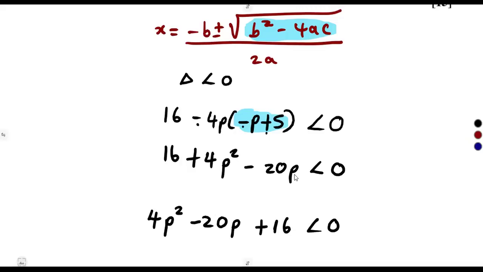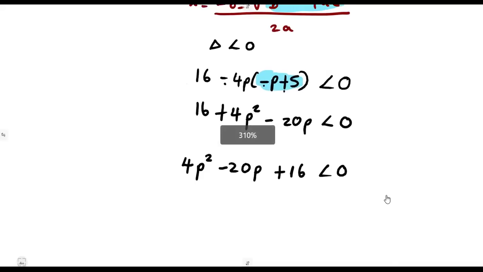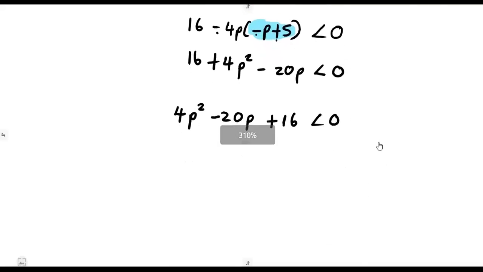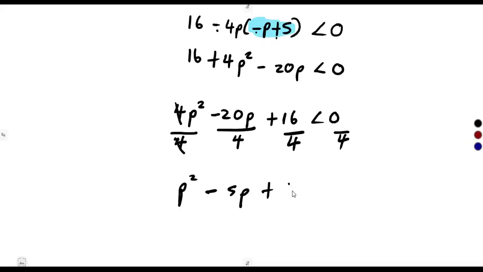Remember, starting with the highest exponent, then the linear term, then the constant. As we understand, we will need the critical values, but we can even reduce this before finding them, just like the previous case. 4 is the highest common factor between these numbers, so we reduce by it. That gives p squared minus 5p plus 4 is less than 0.